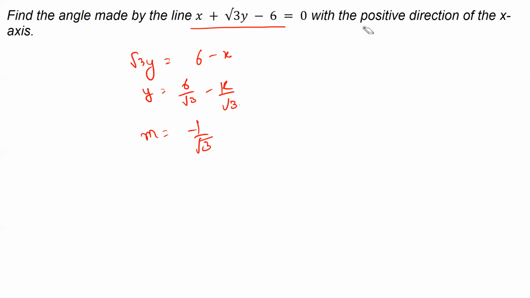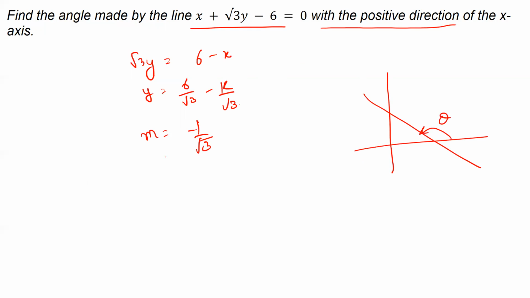Now the question asks you to find out the angle which this line makes with the positive direction of the x-axis. So of course, suppose that this theta is the angle which this line makes with the positive direction of the x-axis, and remember we call this angle the inclination of the line, and we also know that tan of this inclination is actually the slope. So we have tan theta equal to minus 1 by root 3. Now can you tell me what is theta? Because tan theta is negative, we can take theta in the second quadrant. That means theta will be somewhere between 90 and 180.